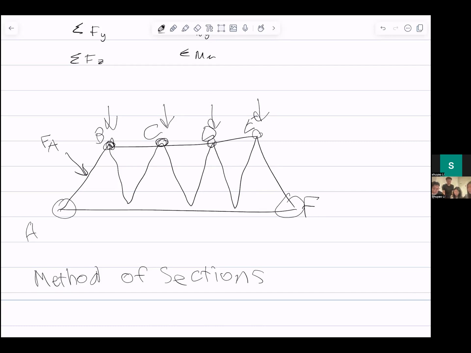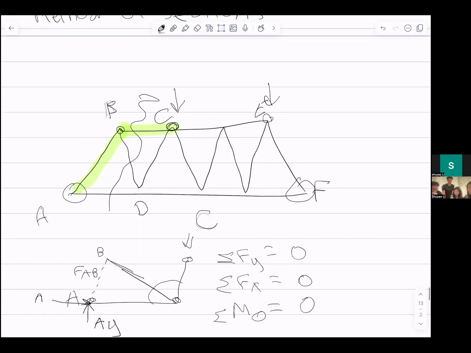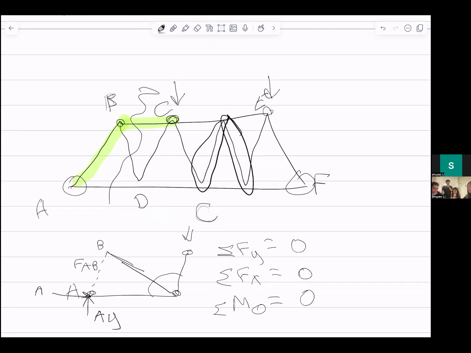If we go down here, a zero force member would be like this, right? Because there's no reaction force or applied force. Or like this, like any one of those, because they're connecting or joining, and there's no reactions and there's also no applied forces there, so it would be 0.